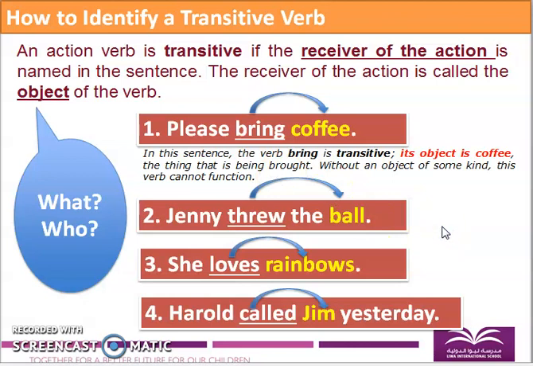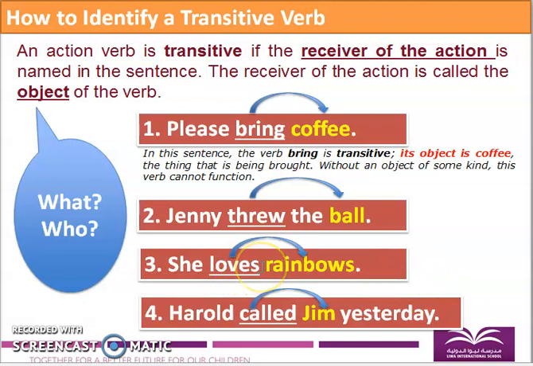Number 2. Jenny threw the ball. Let's ask again the question. Jenny threw what? Ball. There is an object here, meaning there is a receiver of the action. And what is our verb here? Threw. So this threw is a transitive verb because it has a receiver of the action, or it has an object.